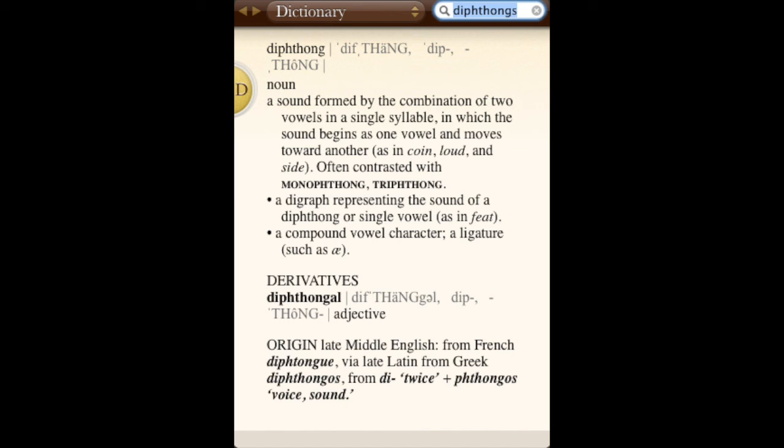For example, the vowels in coin, if you slow it down and listen to it, coin, you start with one vowel and you end up with a completely different vowel. The term diphthong also describes the International Phonetic Alphabet characters that represent this conjoined vowel.